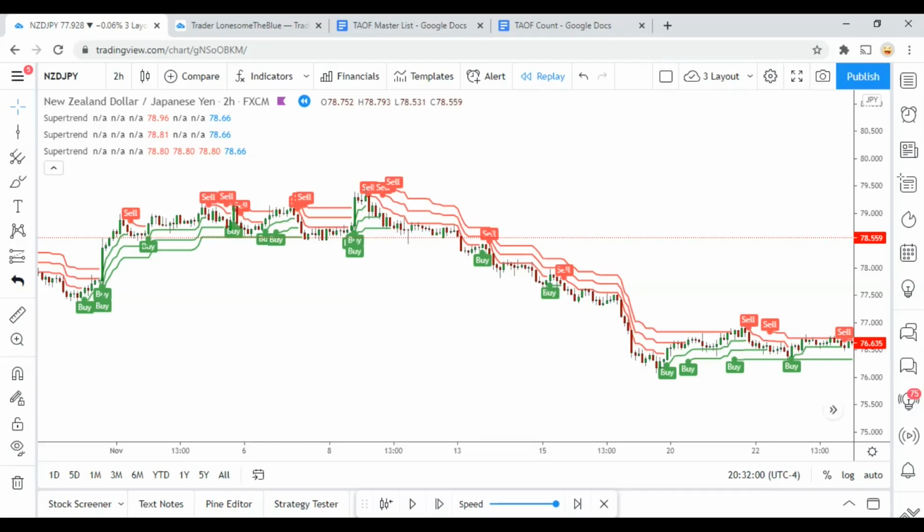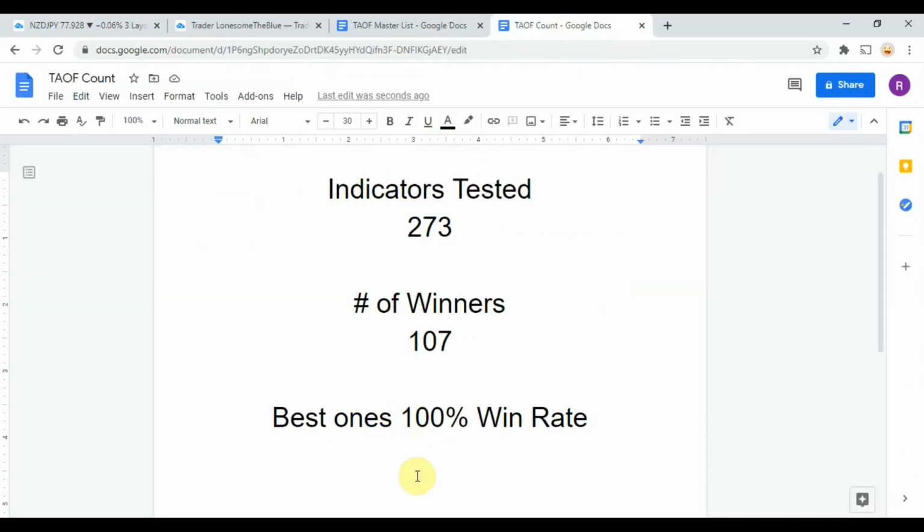Alright, as I said, today we will be taking a look at a super trend strategy. Before we do though, I wanted to put the indicator scoreboard up for everyone to see. So to date, we have tested 273 indicators, and out of those 273 indicators, 107 of them have been winners, which means that they have met or exceeded the 60% win-loss ratio threshold that we have set for them. The best ones so far were able to achieve a 100% win rate.